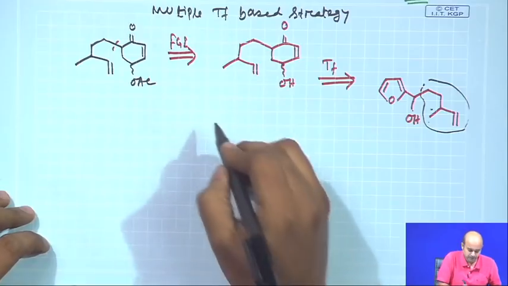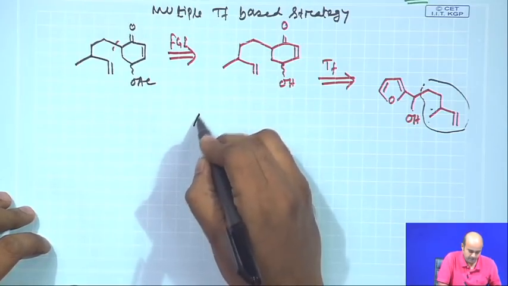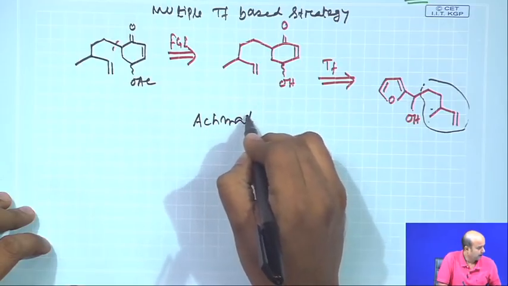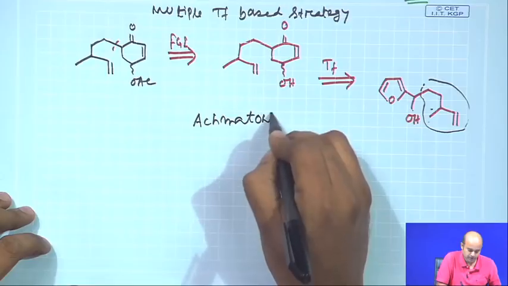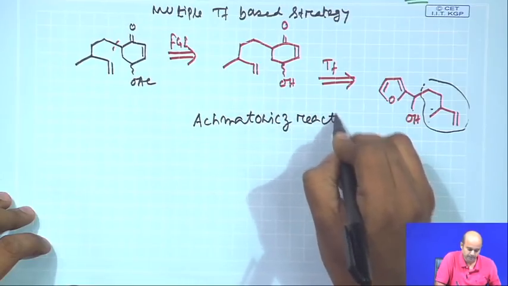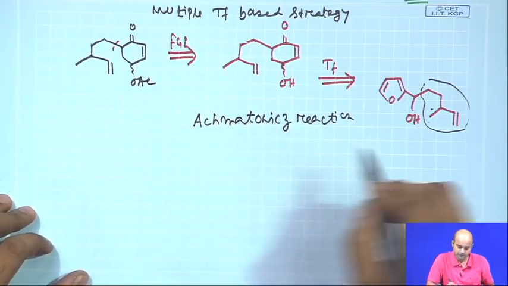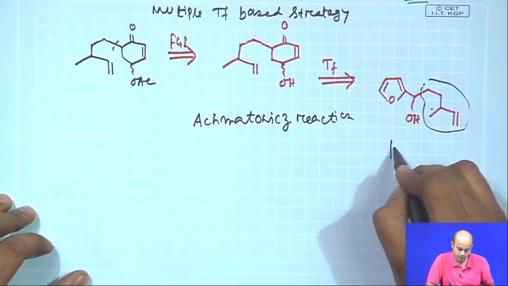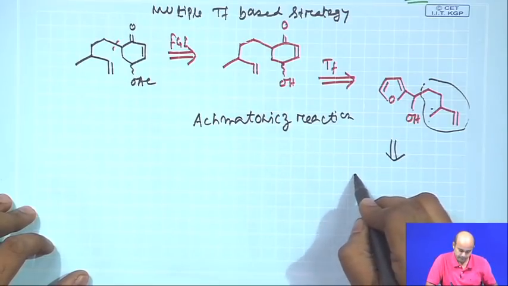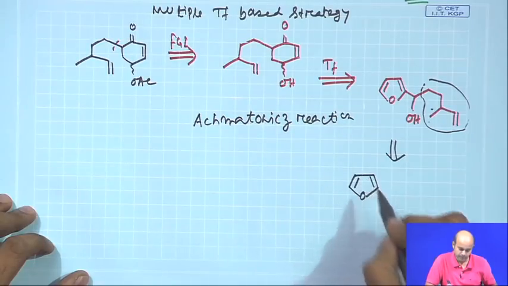Now, the reaction which we are going to discuss, this particular transformation, is named the Achmatowicz reaction or Achmatowicz rearrangement. It is definitely an unknown reaction to you. Fine, we will discuss it a little bit later on. Now, let us formulate how you can further do the disconnection. This is a very simple disconnection.